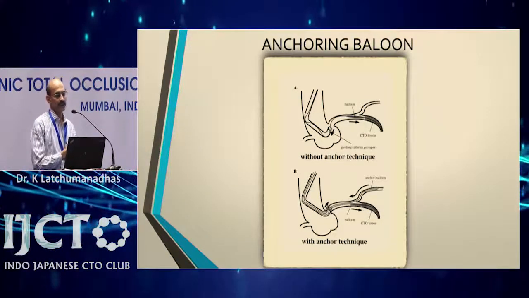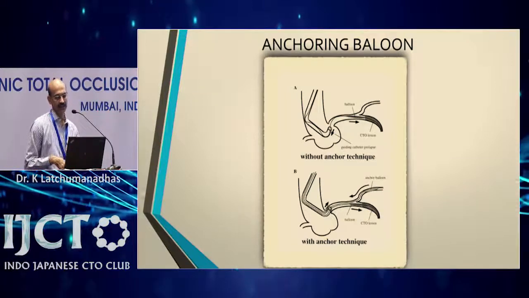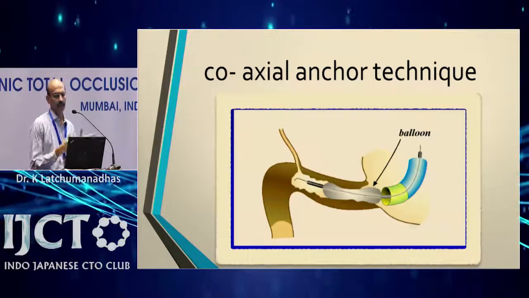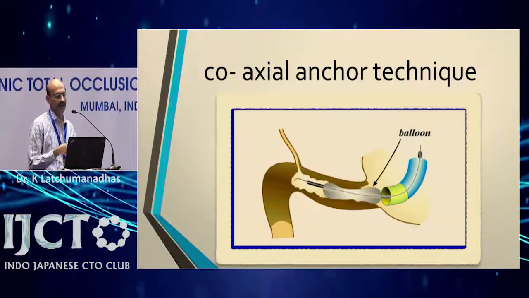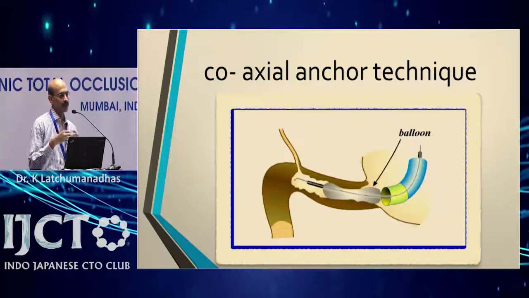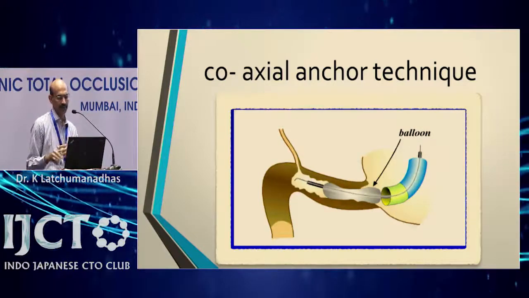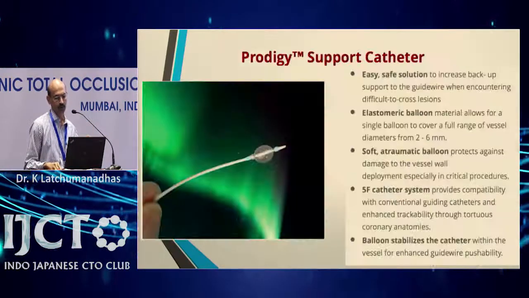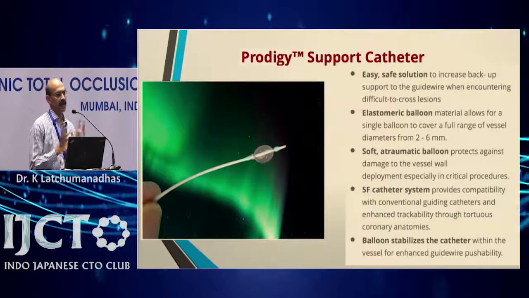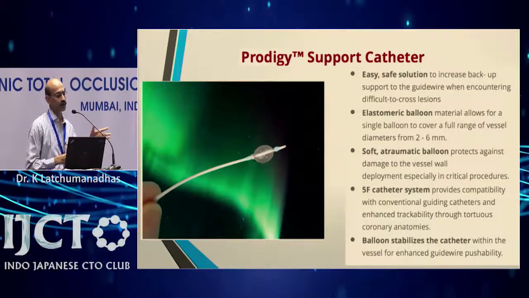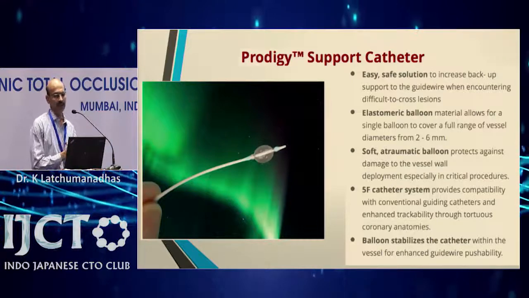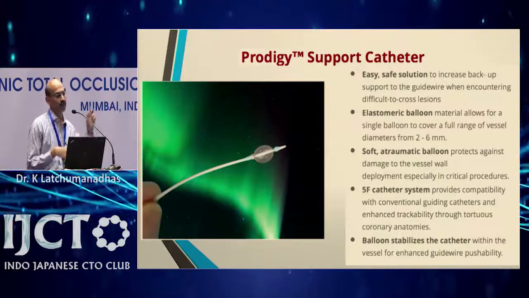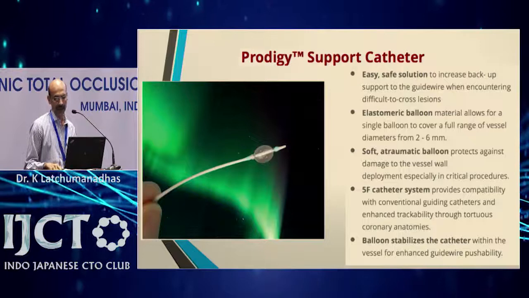And anchoring, there are several types of anchoring. The balloon can be used, because anchoring can be used in the side branch, so that the guide cannot be kicked back. And of course, it can be used as a coaxial anchor technique, where the balloon can be staged in the proximal portion of the CTO, and then that will give a support or anchor for that wire to go further. There are special balloon catheters like Prodigy, which can be used in a vessel from 2 to 6 millimeters, because of the elastomeric balloon, and which is a 5 French compatible system.